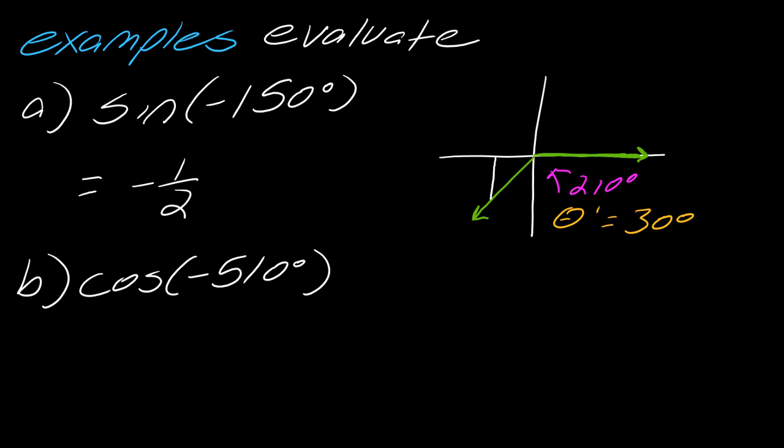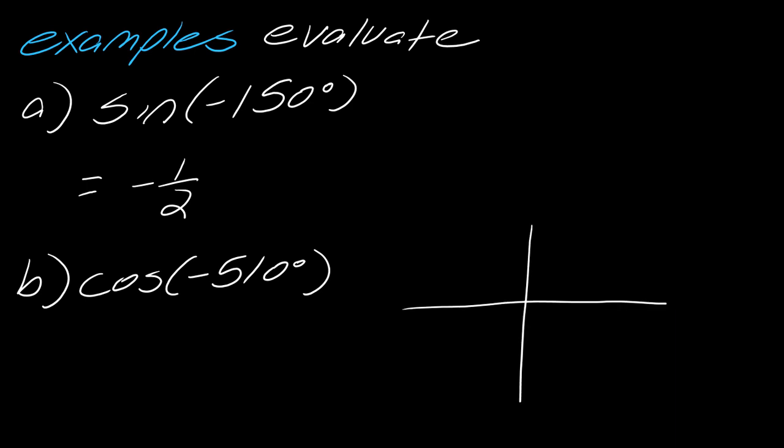So for cosine of negative 510 degrees, I want you to try this one totally on your own. First find that angle that's coterminal, then try to figure out the reference angle, and then see if you can figure out what the actual answer would be. And you can hit play when you're ready.